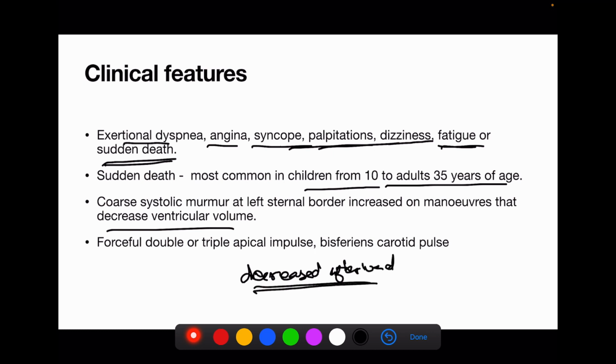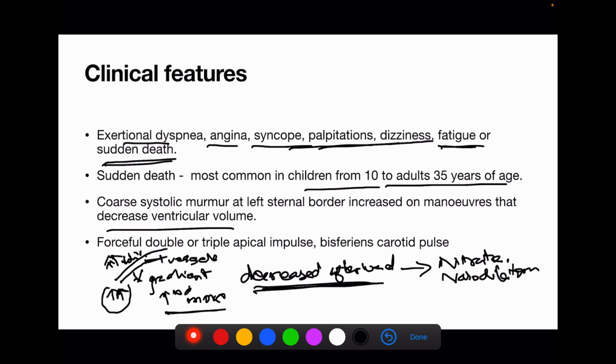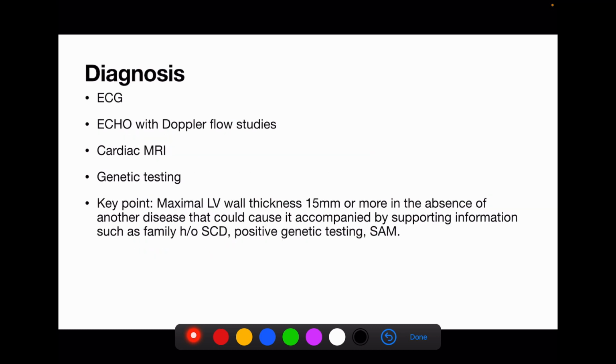So decreased afterload. The afterload can be decreased by, for example, nitrates and vasodilators. So you never decrease the afterload in these patients with nitrates or vasodilators. And the other clinical finding that you can see in this patient is a double or triple apical impulse and a bisferiens carotid pulse in the presence of obstruction. Bisferiens carotid pulse is nothing but you just see two peaks in the carotid pulse. So that is usually seen in tracing.